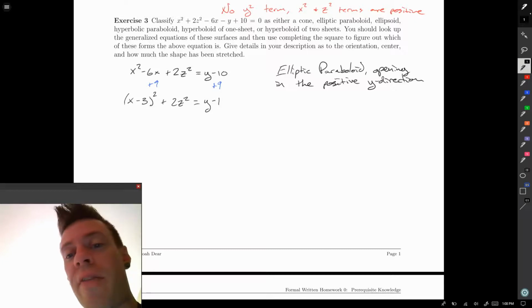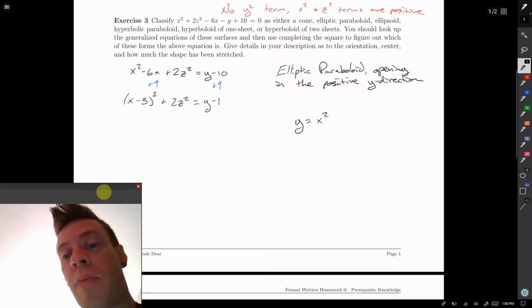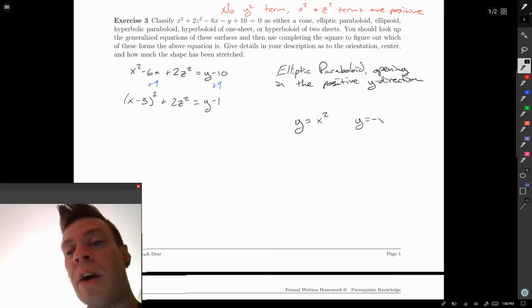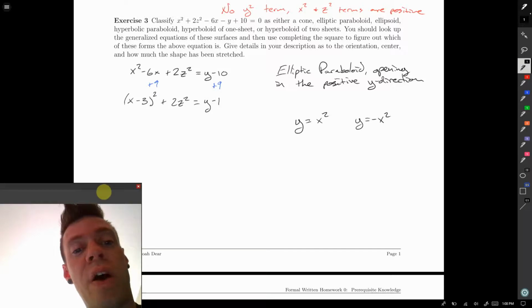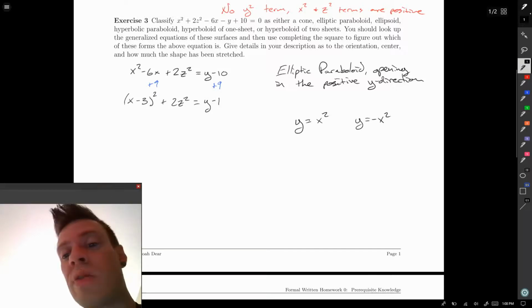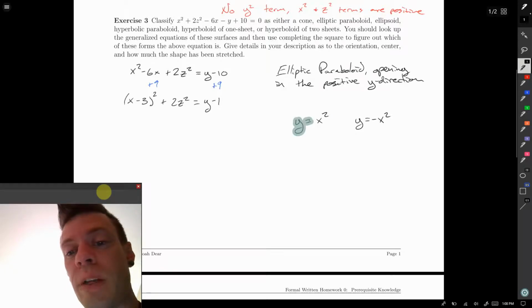Just like if I have a basic, I'm going to erase this in a second, but if I had a basic y equals x squared, I know it's a positive opening in the upward direction. Y equals negative x squared would open in the downward direction. So since both of these are positive, an x squared term and a z squared term, we know it's going to open in the positive direction. So let's get rid of this real quick. Okay.